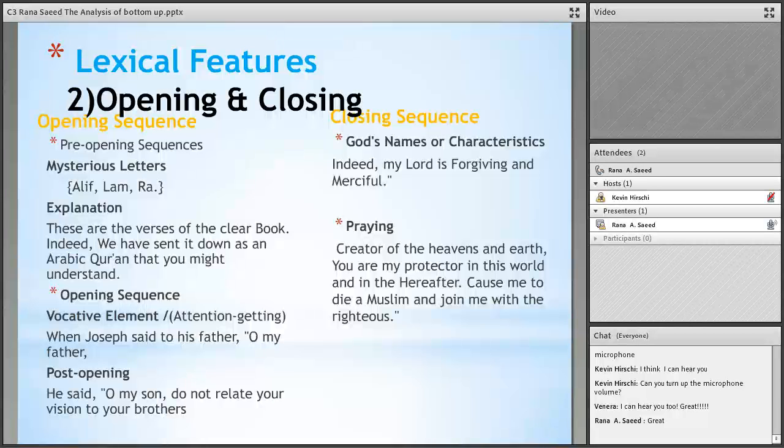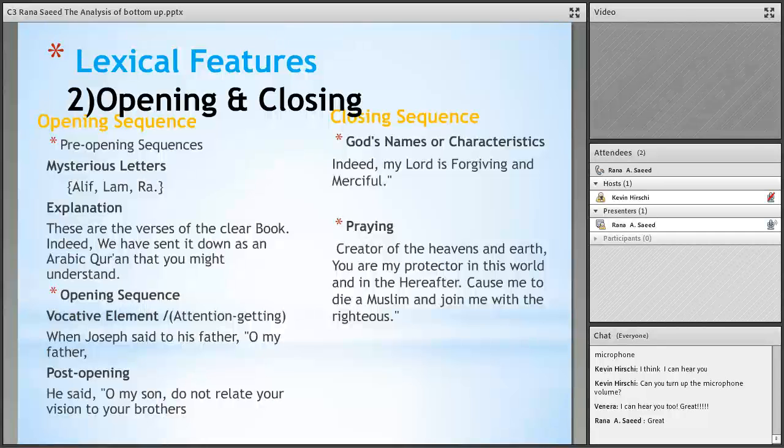This pre-opening is usually followed by explanation, and then we start with the turns of the speakers in the opening sequences, and then when the next speaker takes the turn, when we ensure there is a conversation or a dialogue, then we call it the post-opening.